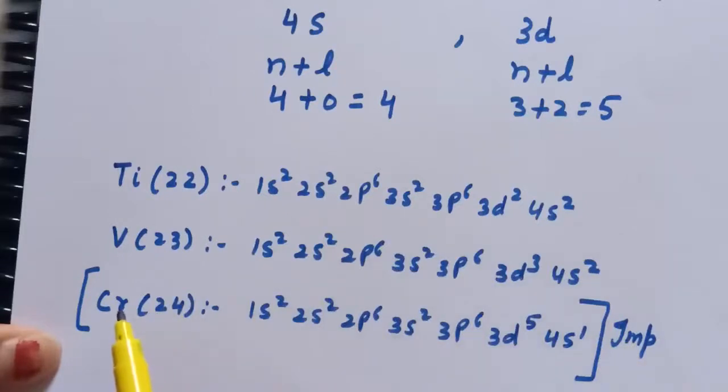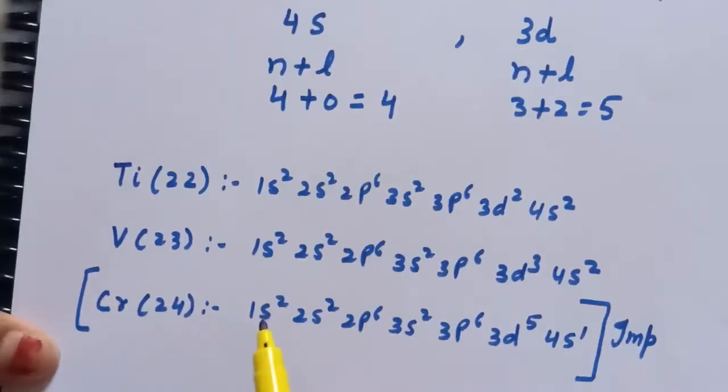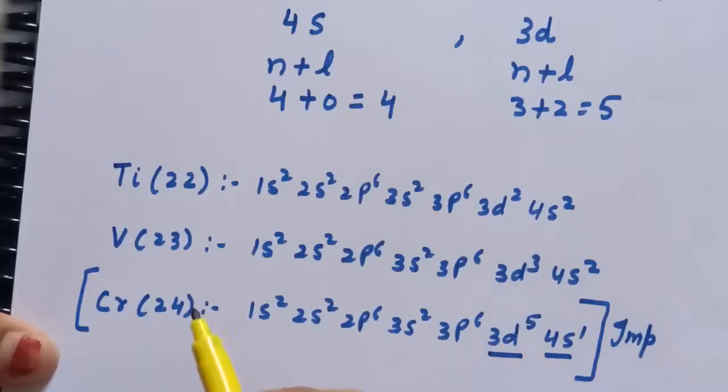Now next element is chromium. Atomic number is 24. Now this is the exception. Here the electronic configuration is 1s2, 2s2, 2p6, 3s2, 3p6, 3d5, 4s1, because here we have half filled 3d and half filled 4s. So this configuration is more stable. That is why in case of chromium the configuration is 3d5, 4s1 instead of 3d4, 4s2. So this is the correct electronic configuration for chromium.